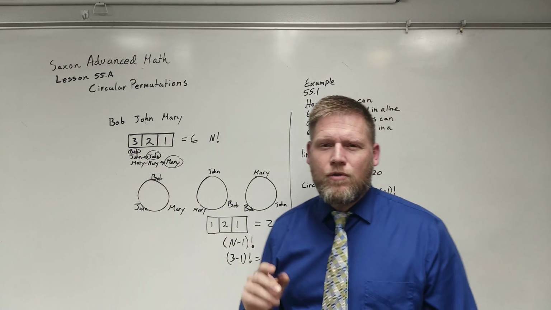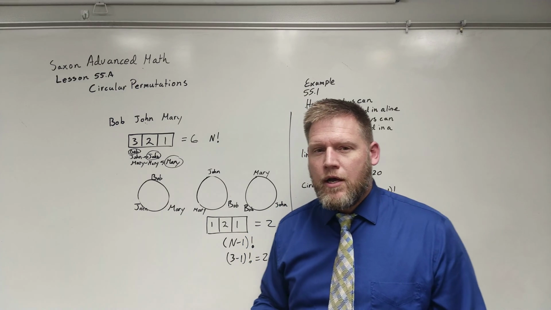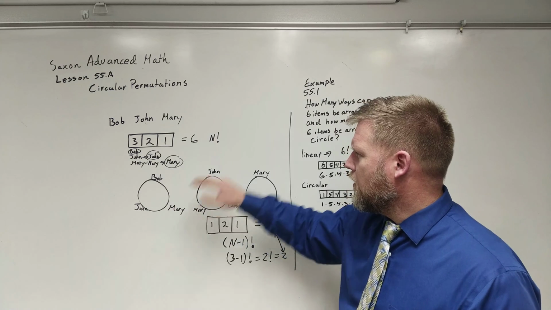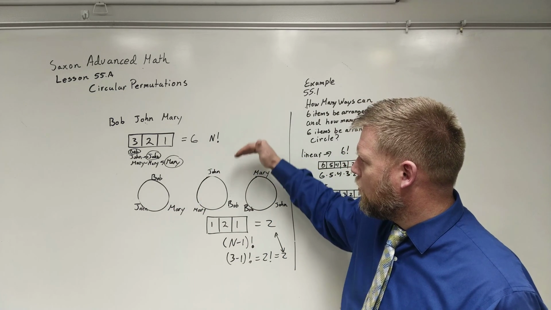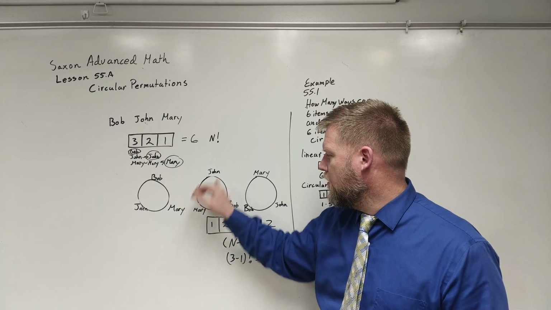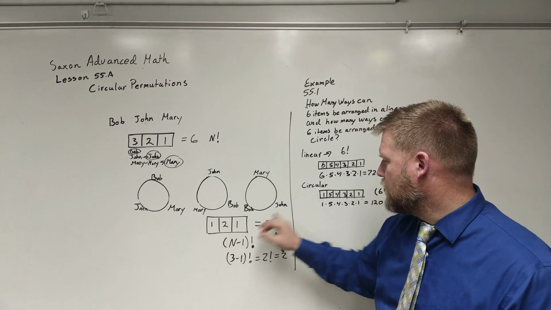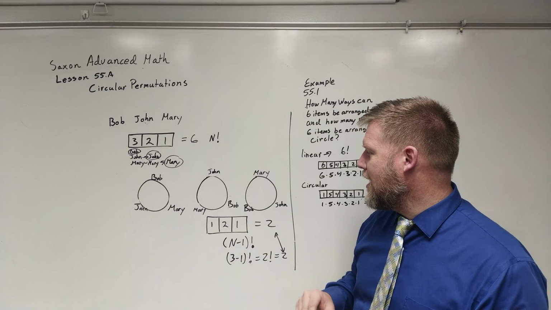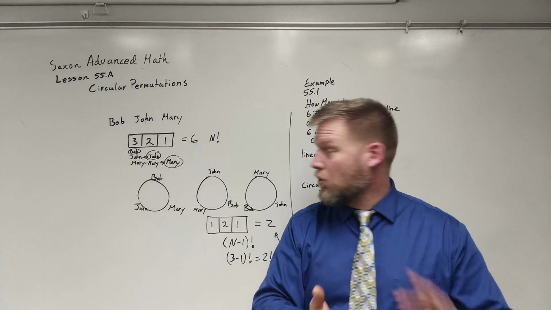Now, in a circular permutation, this is what's new. If I took those same students, I could have had Bob or John or Mary come in first. And that's true. Here we go. Bob, John, and Mary. John, Mary, Bob. Mary, Bob, John. The problem is that these are the same in terms of who they're sitting with. It's just rotated, right?